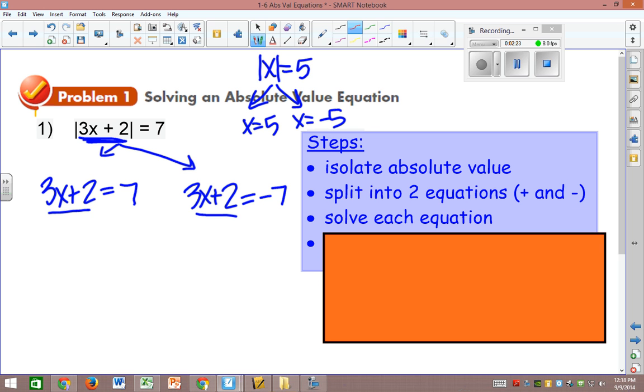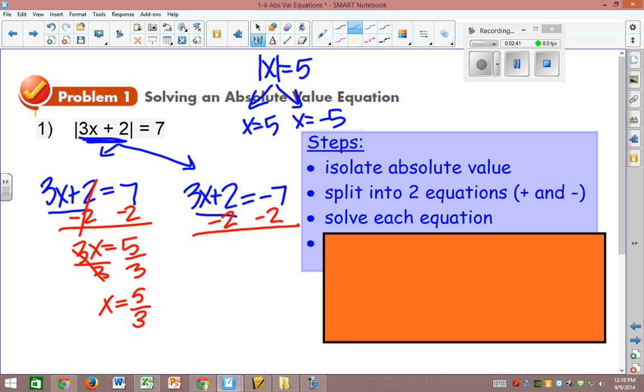How did we solve the first one? Subtract 2. 3x equals 5. Divide by 3, and we get 5/3. Leave it as a fraction? Yes, because fractions are friends. All right, the other one, same steps. We're going to get different numbers. 3x equals negative 9, then divide. That's equal to negative 3.